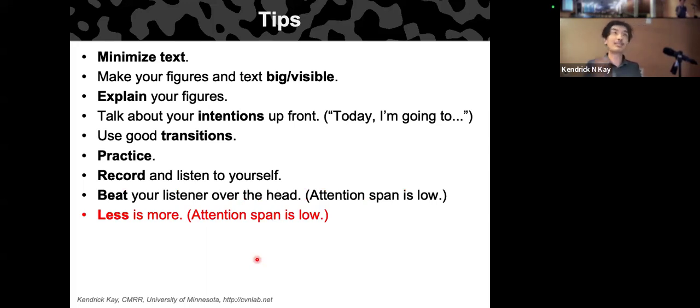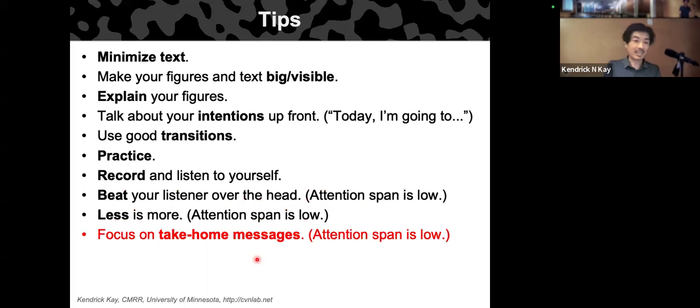Less is more. Again, same principle. Don't show them all 10 analyses. Focus on the important ones. No one's going to remember everything, so just give them a couple of things to hang their hat on and remember. So less is more, and I already said this.